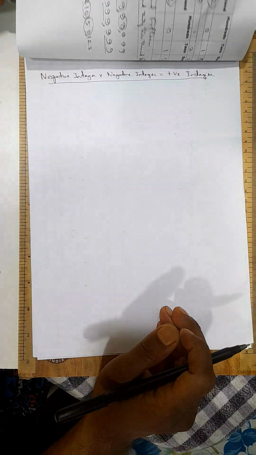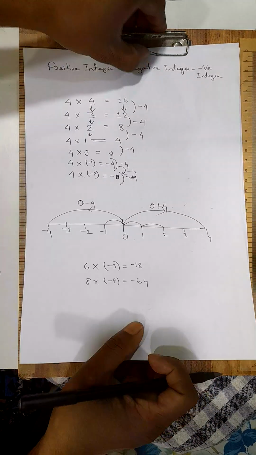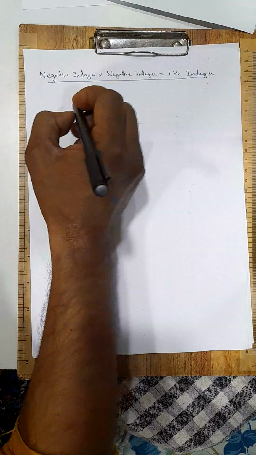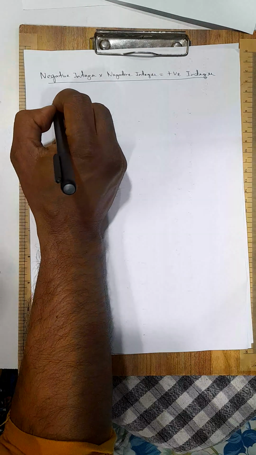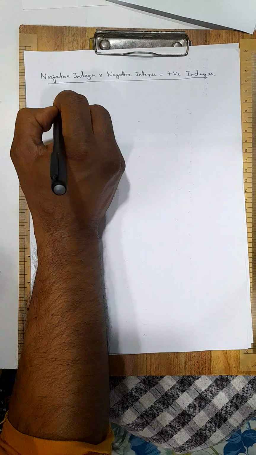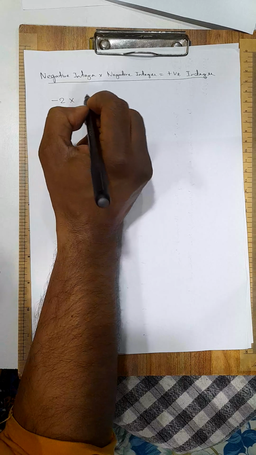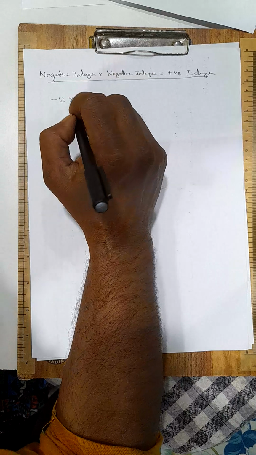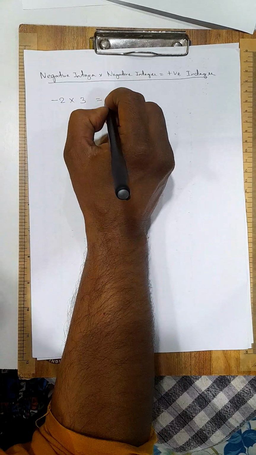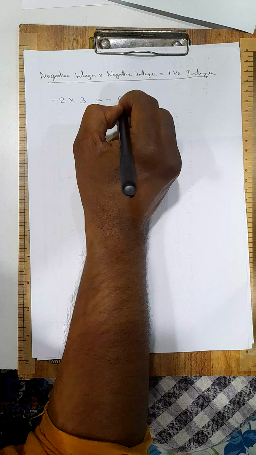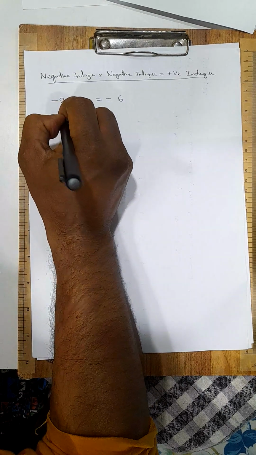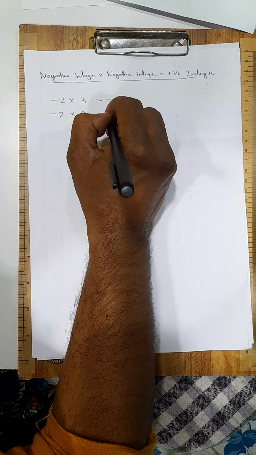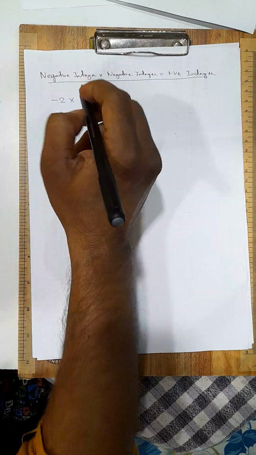Next we consider what is the product of a negative integer multiplied by a negative integer. Let's talk about this. Again we consider a pattern here. Say for example, minus 2 multiplied by 3, suppose. We already know that a negative integer multiplied by a positive integer is negative, right? So the answer is minus 6. Now minus 2 multiplied by 2, it is minus 4.